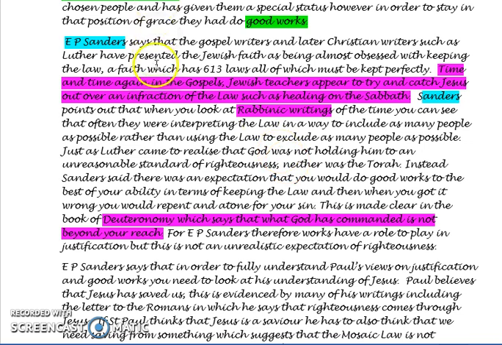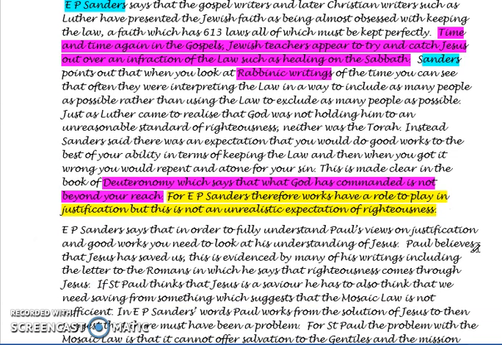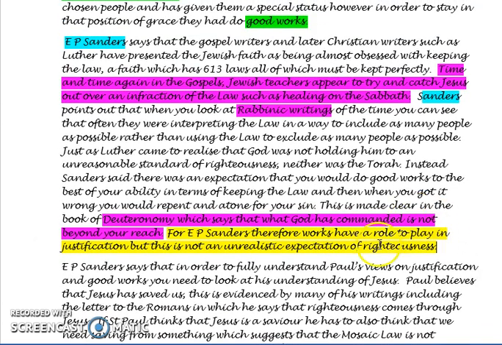And E P Sanders says that within Jewish life there was an expectation that you would just do your best to keep the law, and if you went wrong, you would repent and you would atone for your sin, and everything would be right again. And therefore, for E P Sanders, works have a role to play in justification, but this is not an unrealistic expectation. And so I've linked back to the question there.